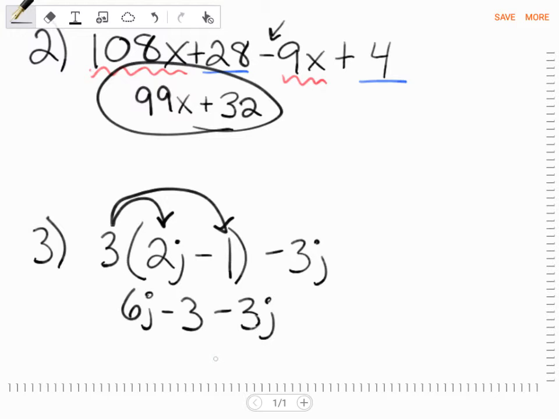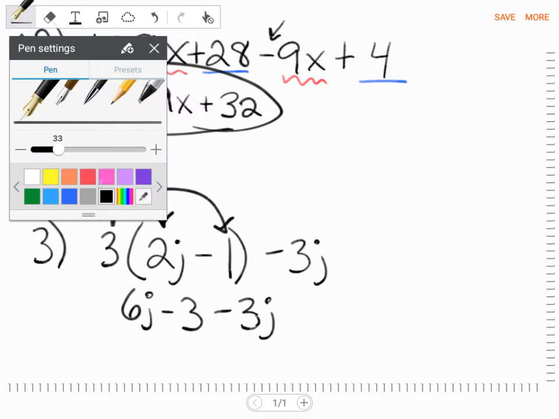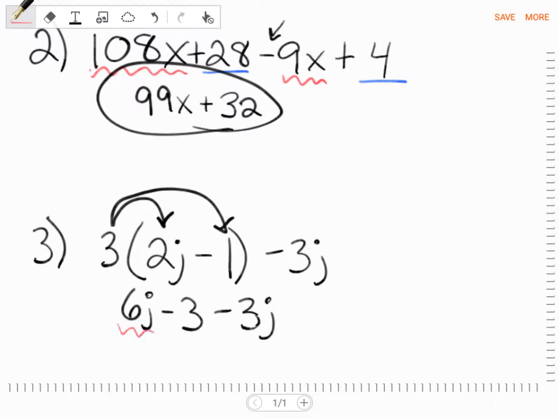Okay? So now I can look at my like terms and can combine them. I've got 6j and a minus 3j. So when I combine these, 6j minus 3j's gives me 3j's. And then I still got this lonesome constant, minus 3. Since we don't have any other like terms, that's the best you can do, and that would be your simplified answer. So that's really all there is to combining like terms. Just look at the ones that have the same variable, and you're done.